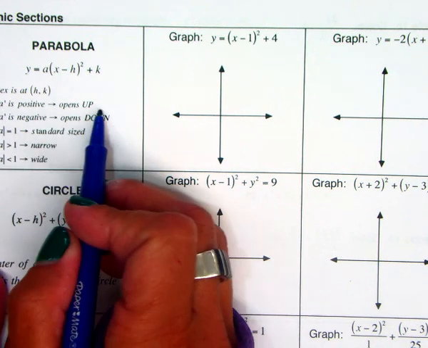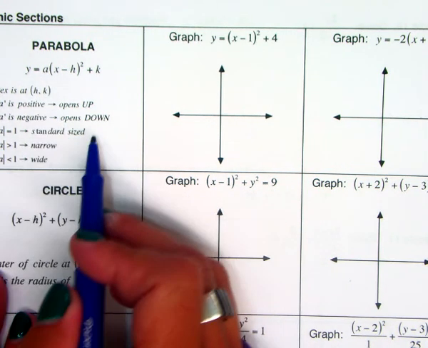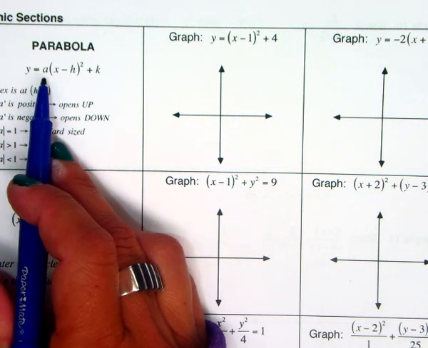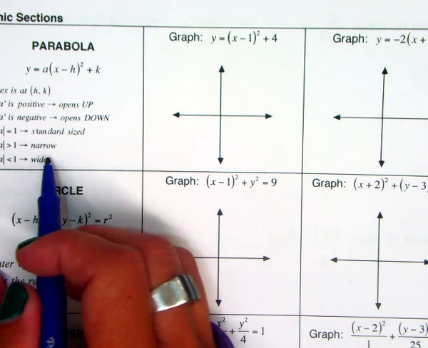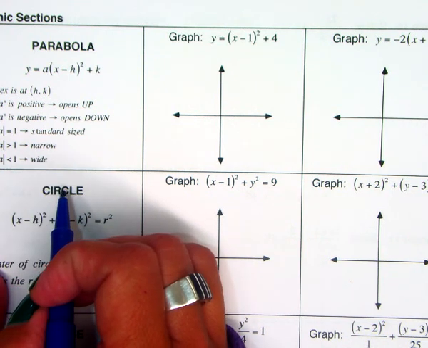If A is positive, opens up. If A is negative, opens down. If that A coefficient is equal to 1, it's just a standard size. If the absolute value of A is greater than 1, it's narrow. And if it's a fraction or less than 1, then it's a wide one. I like to remind myself that fractions are fat, F and F. And so the fraction ones become wide.